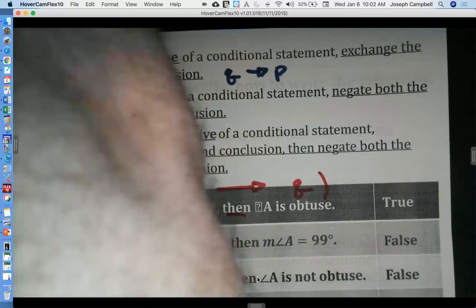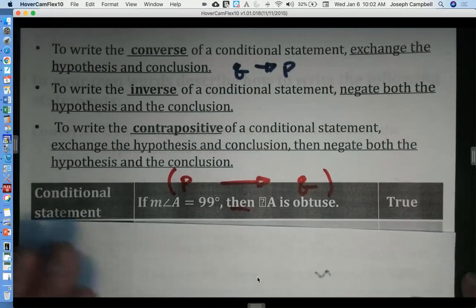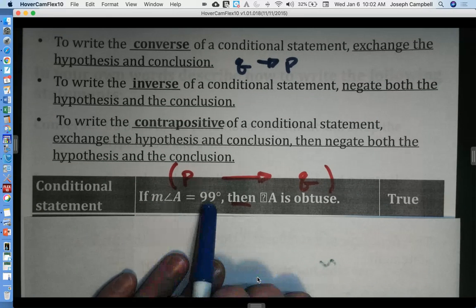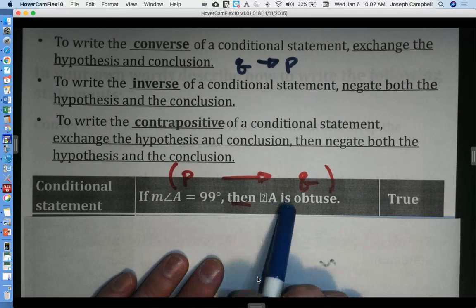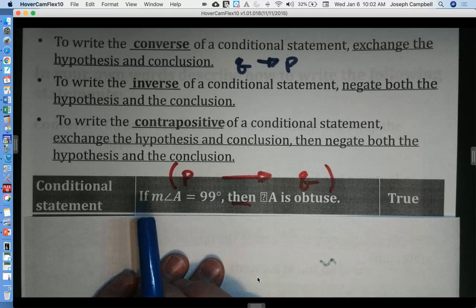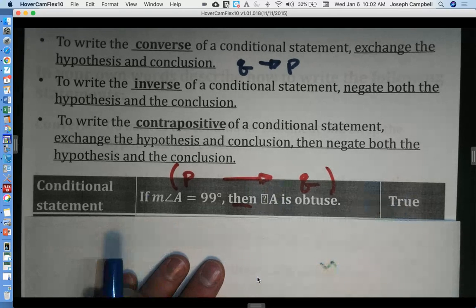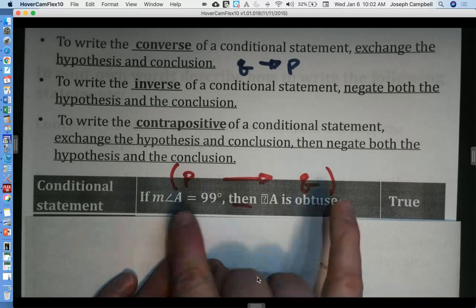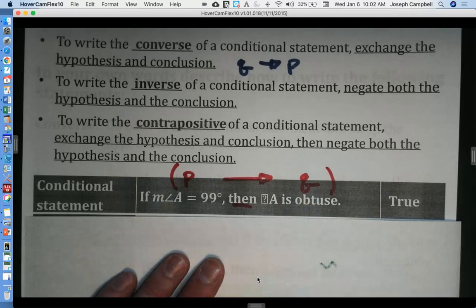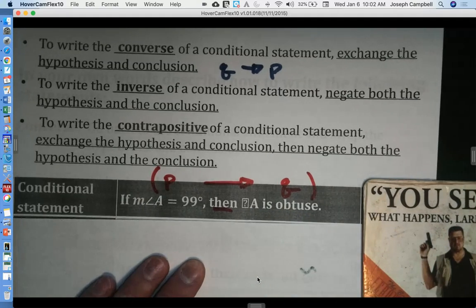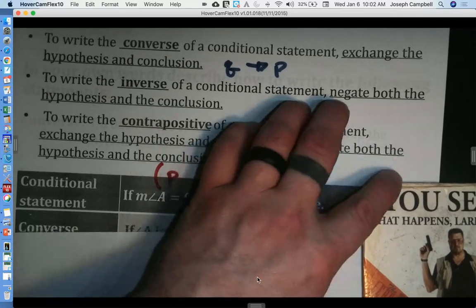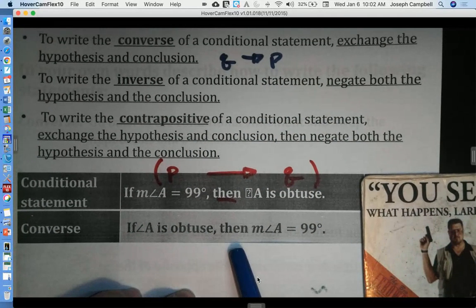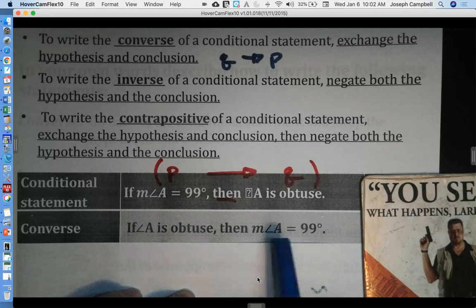Let's go ahead. I'm going to cover this stuff up so we don't think about it just yet. Let's look at this original statement. If angle A is 99 degrees, then angle A is obtuse. Hopefully we can all agree that this is a true statement. Now let's think about the converse. What if I switch these ideas? What will that be then? Excuse the funny coaster, by the way. So if A is obtuse, then angle A is 99 degrees.